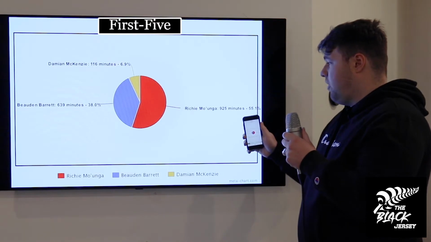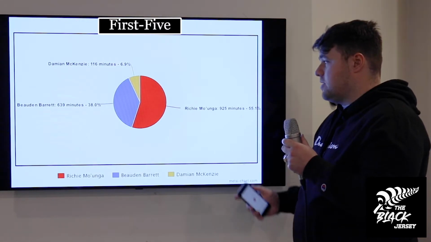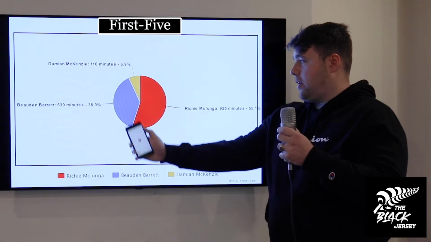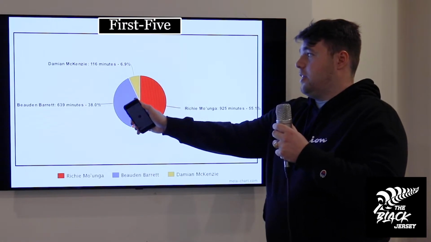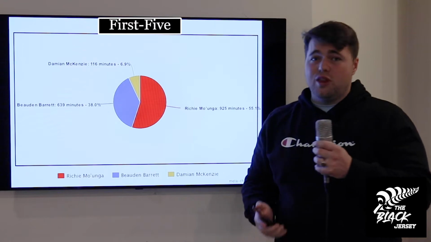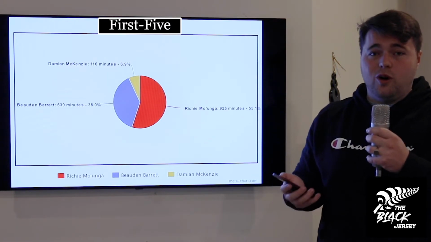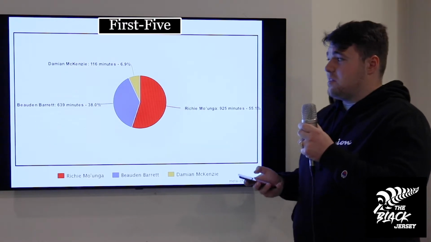Mo'unga's played 55.1% of the minutes at 10. He makes up a massive amount of this pie. Then Jordie Barrett comes in with 38% of the minutes to be the second choice, and D-Mac has played 116 minutes, so there's only 3 players here, and only one of them is a genuine first 5 option. That's another very concerning depth chart appearance to me.